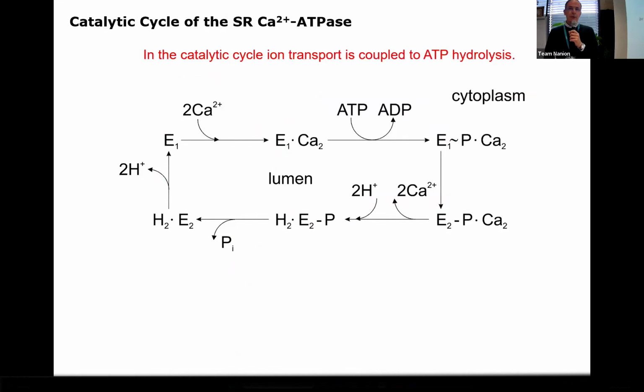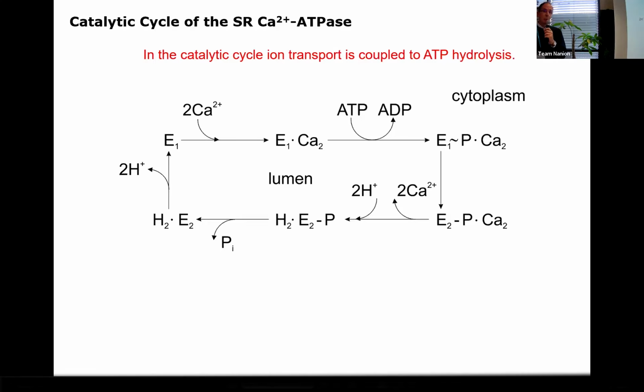SERCA couples ion transport and ATP hydrolysis in a cyclic sequence of partial reactions which constitute the catalytic cycle. This slide shows a simplified diagram of the SERCA catalytic cycle. According to the Albers-Post or E1-E2 scheme, which is the generally accepted model of the catalytic cycle of P-type ATPases, the protein can assume two main conformations denoted E1 and E2, with different affinity for the transported ions and accessibility of the ion binding sites to the cytoplasmic and luminal side.